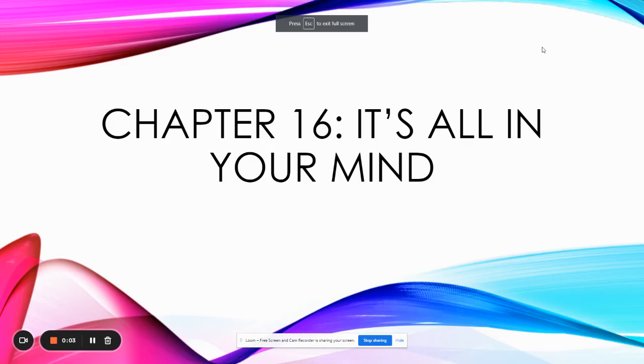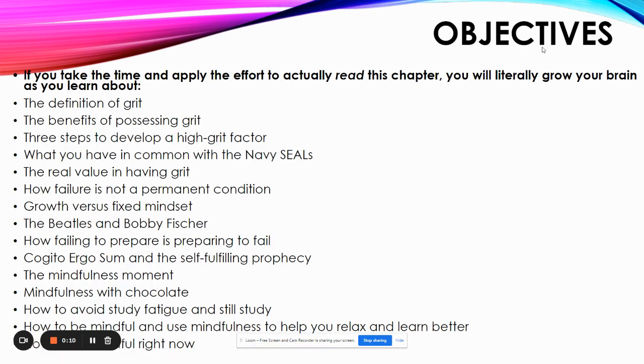Chapter 16 is called It's All in Your Mind. So, this is about the various ways we think and process information. So, here are the objectives you should learn throughout Chapter 16.